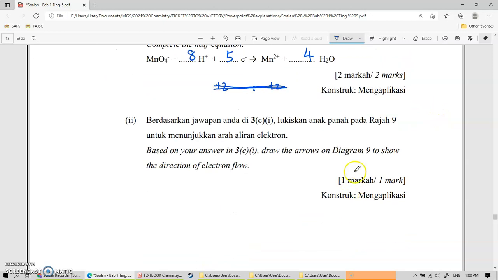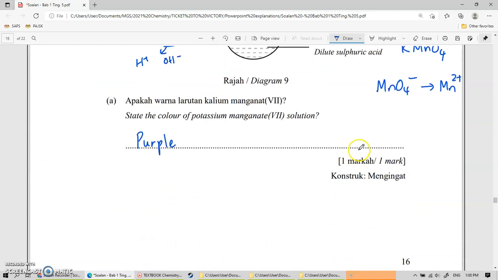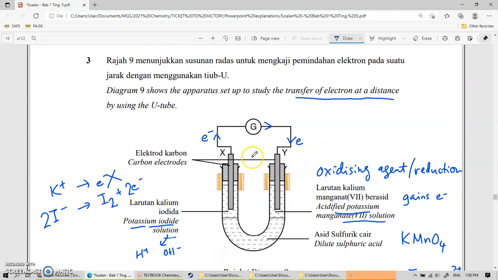Next question. Draw the arrow to show the direction of electron flow, girls. Electron can only flow through the outer circuit. The outer circuit means through the wire. So you have to draw the electron flow in the wire, which I've already drawn, from X to Y. Draw the arrow on the wire itself. We know that oxidation happens at X, so oxidation loses electron. Reduction happens at Y, so Y receives the electron.